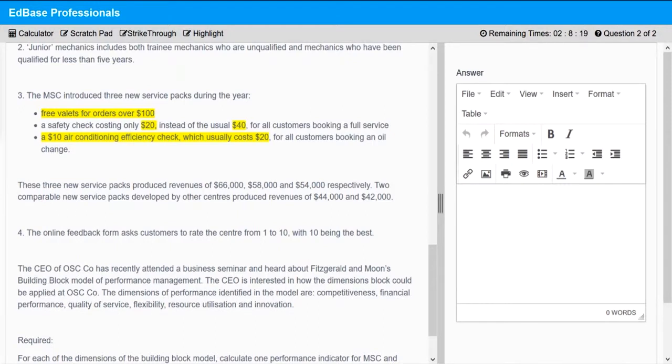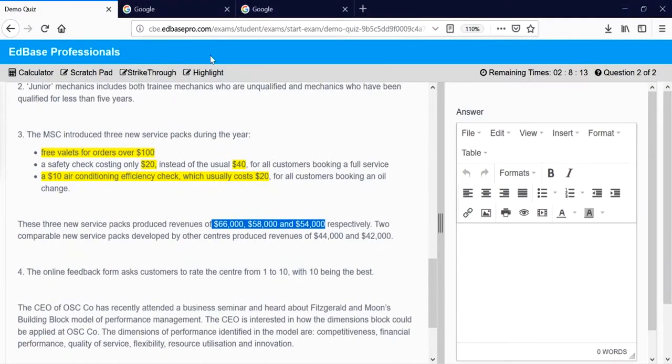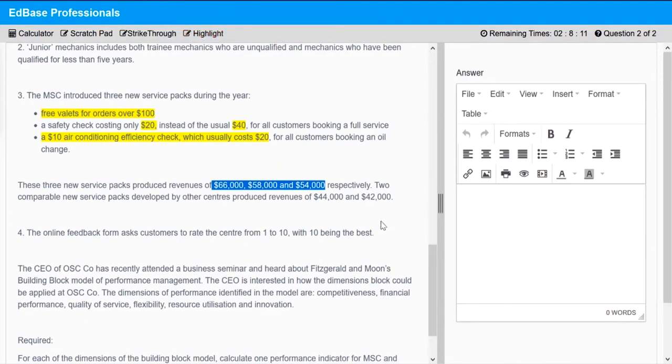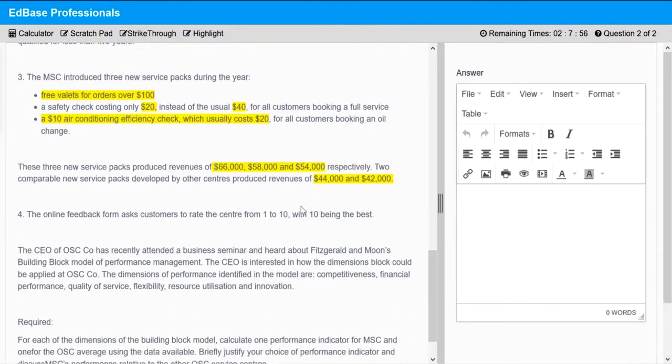So see, these 3 new service packs produced revenues of 66,000, 58,000 and 54,000 respectively. 2 comparable new service packs developed by other center produced revenues of 44,000 and 42,000. Well, fine, we have a very big difference here. So definitely MSC's company's new services are more popular than other service centers.